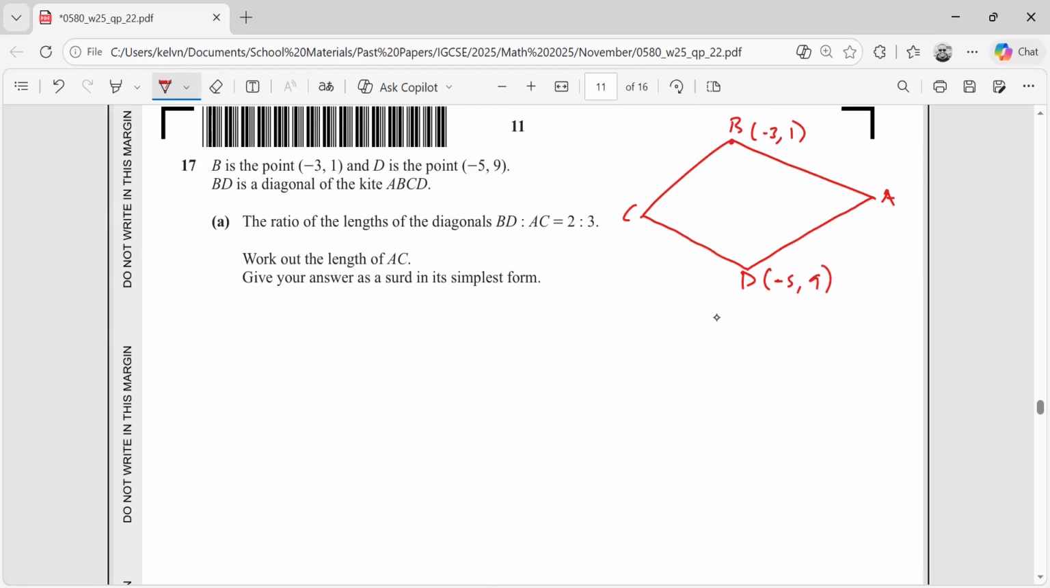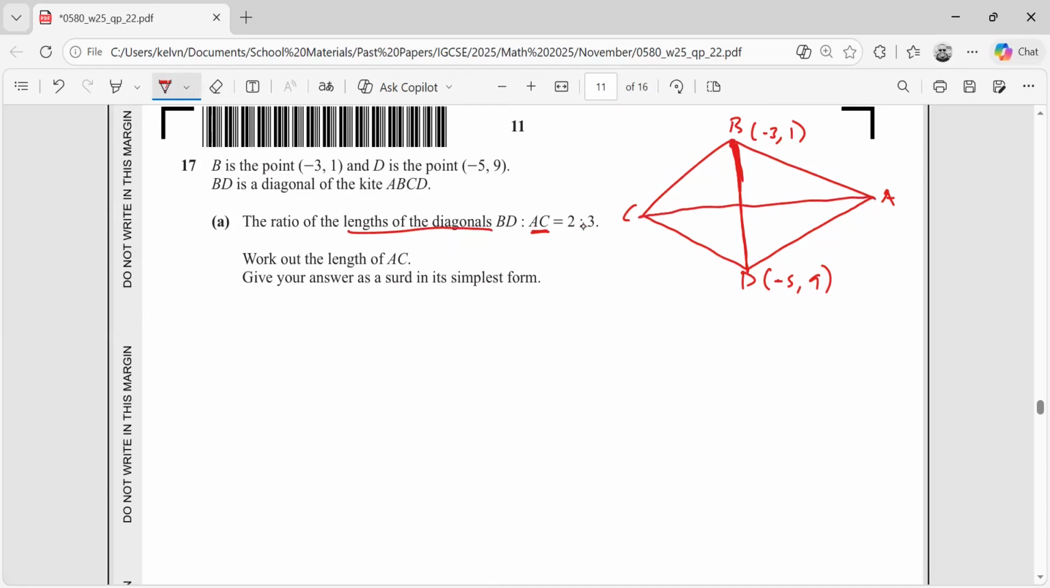Okay, we're told it's also a diagonal line. A diagonal line is like a straight line from one end to the other. So that's a diagonal line of that kite. And we're told the ratio of the length of the diagonals. So we also have another diagonal line, which is AC, basically this one here.